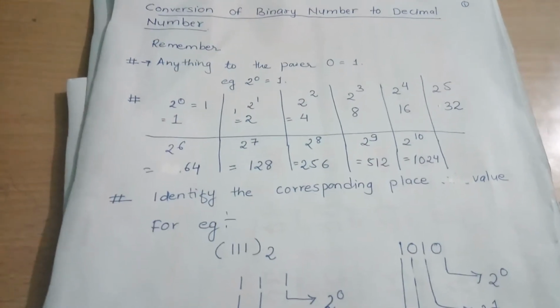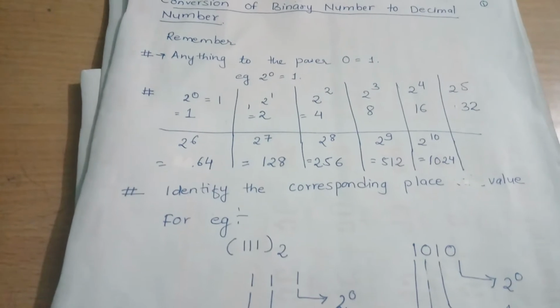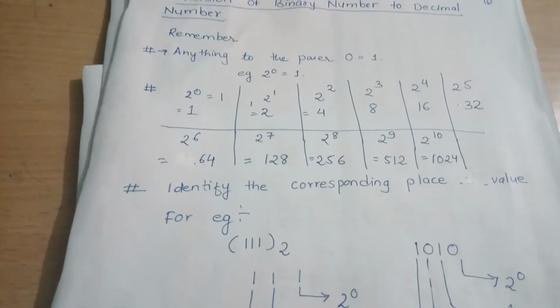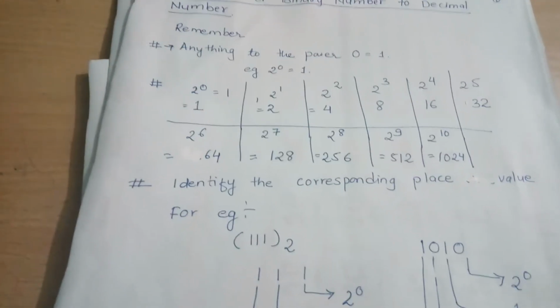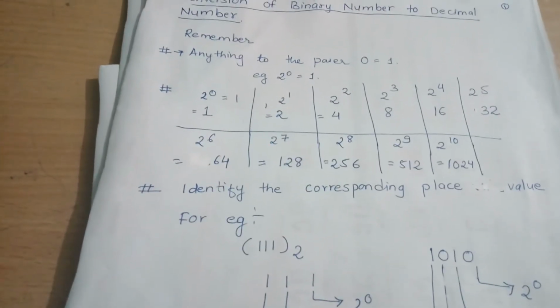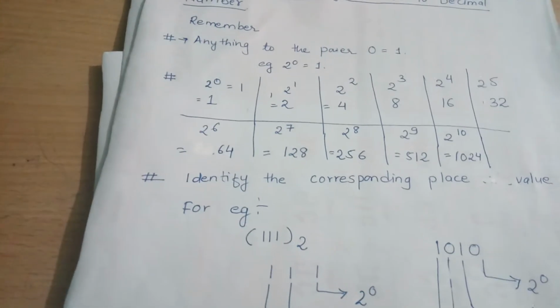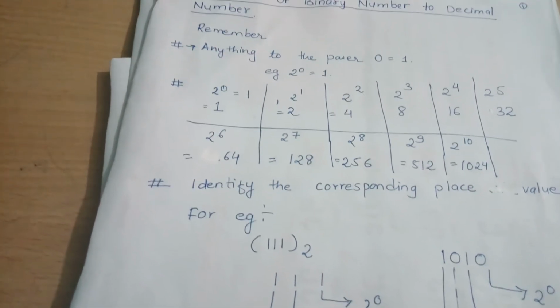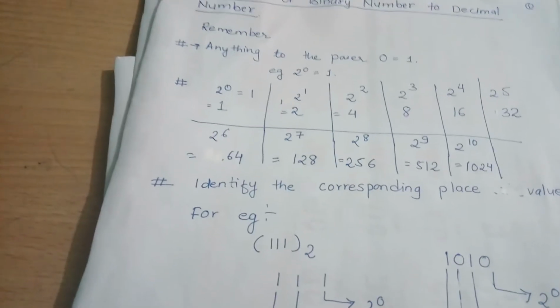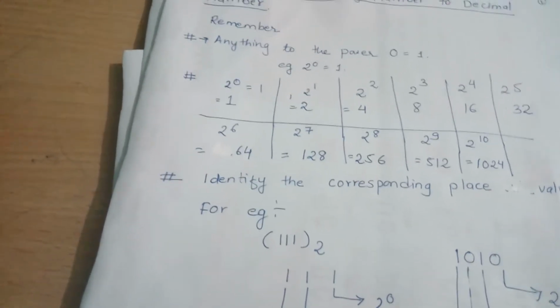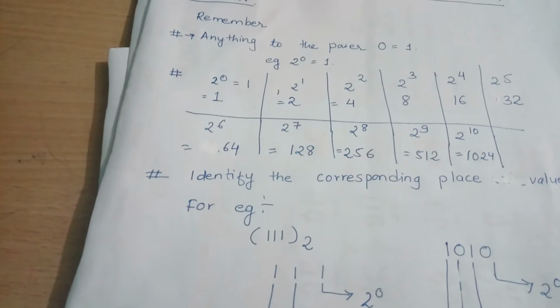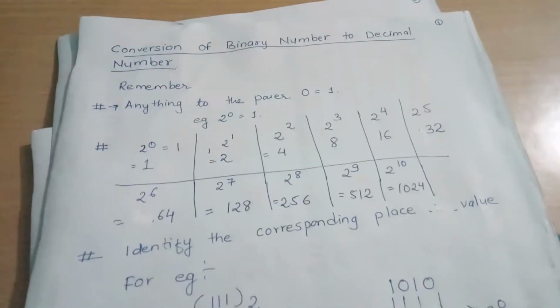William Paul Thurston has correctly said, mathematics is not about numbers, equations, computations or algorithms. It is about understanding. So with this, in my previous video, I showed you how to convert from decimal to binary number. Now in this video, I'll show you how to convert from binary to decimal. So conversion of binary number to decimal number.